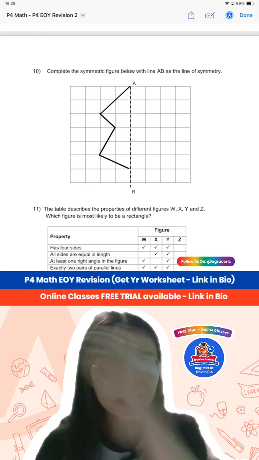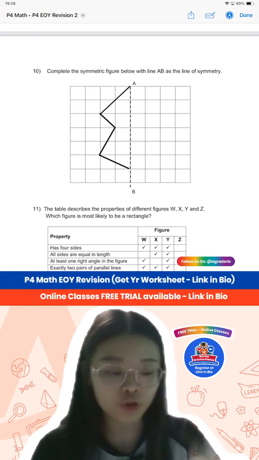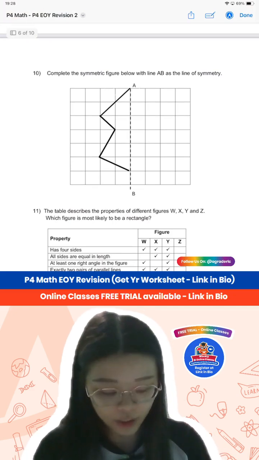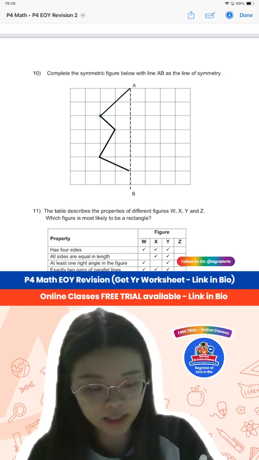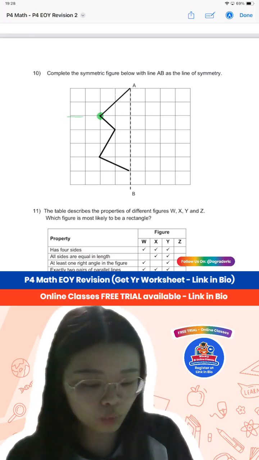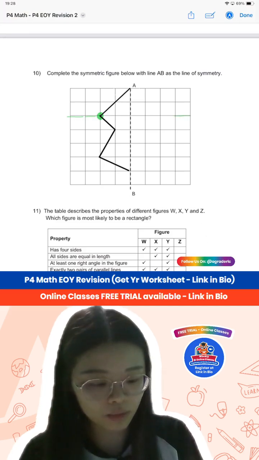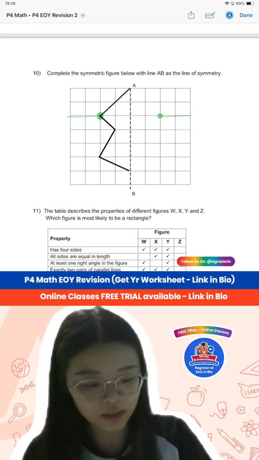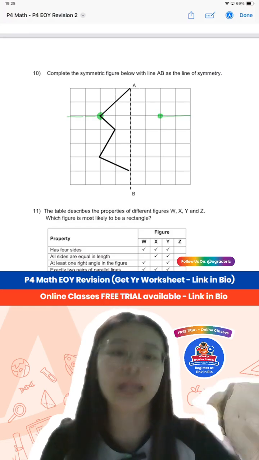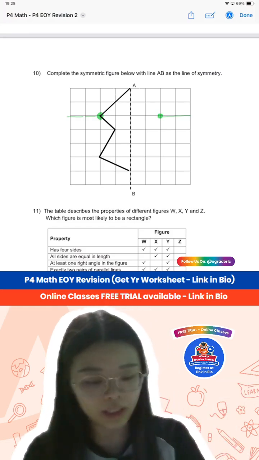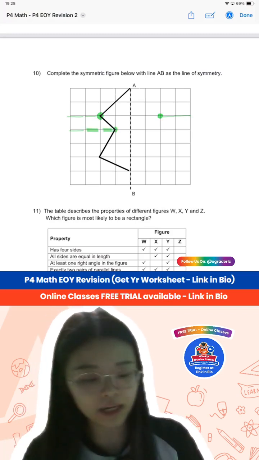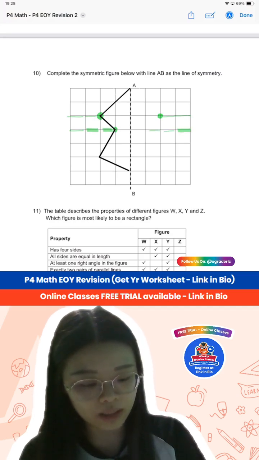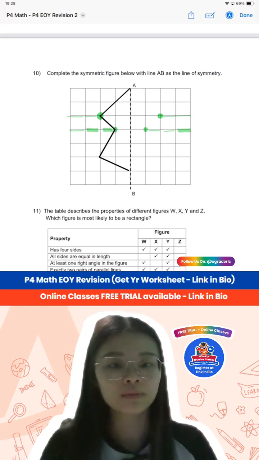Actually, for this kind of question, another way to do it instead of just drawing, because it's difficult to explain, is to list out all the points first. You can see my green color dot, right? This point is 2 lines from here. So here is the same thing. We draw 2 lines from here. This is the dot. That's how I can explain it. And then same for this dot over here. This is 3 lines from here, right? So I count 1, 2, 3. Then I put my dot here.